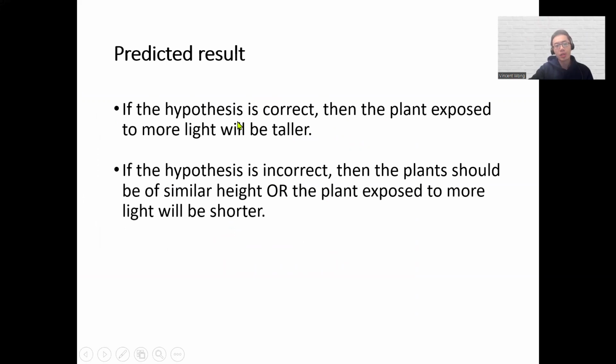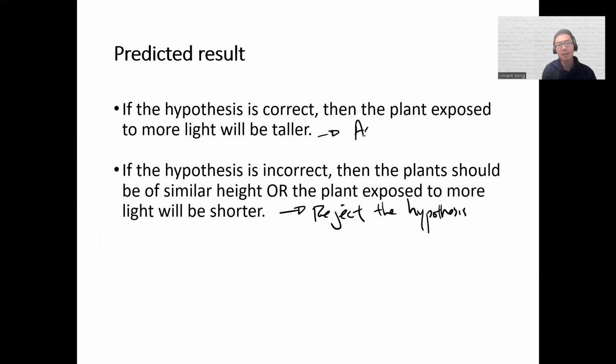Okay, so predicting the result, I told you already, right? If the hypothesis is correct, then the one with more light will be taller. Otherwise, they both have similar heights, or the one that gets more light actually becomes shorter, right? So in these cases, we would have to reject the hypothesis. And then if this is the case, then we would accept the hypothesis.